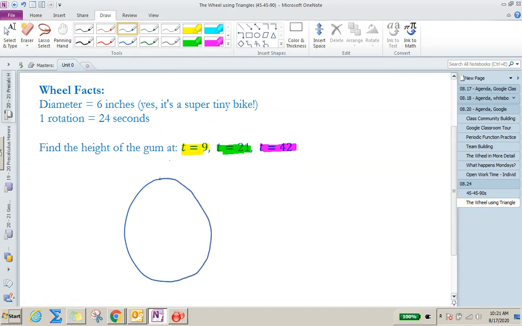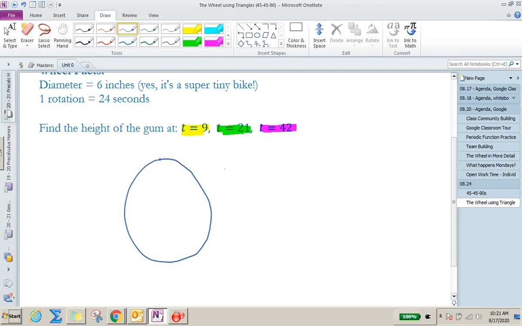All right, so the first thing we want to do, always for every math problem ever, is to draw a picture. Okay? And then let's put some important information on our picture. So I'm going to put some key times around here. We know that it takes 24 seconds for the wheel to go around one time. So let's mark these times on here. And what do you think the times are going to be at these quarter circles?